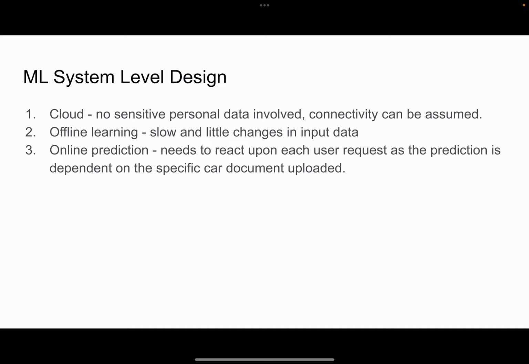So the system design decisions: we can use a cloud system because we don't have sensitive data involved, and we can assume that we have a good connection. We use offline learning because we only have slow or little changes in the input data, and we need to use online prediction because the system needs to react upon each new user request, because the prediction is solely based on the specific car document the user is uploading.